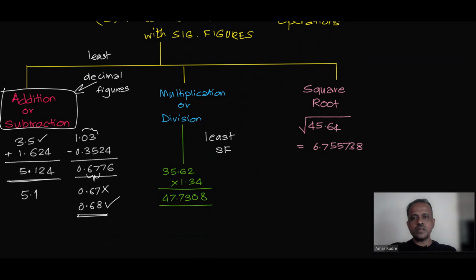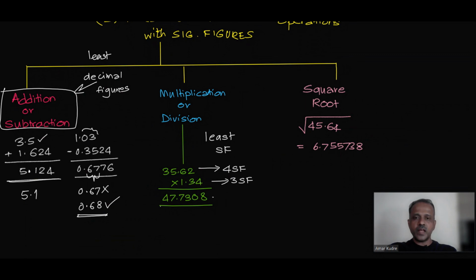So here in this case, if it is 35.62 multiplied by 1.34, the answer is 47.7308. Now, in the first case, that is 35.62, we have four significant figures. Now, 1.34 is having 1, 2 and 3. It is having three significant figures. First, we have to carry out the multiplication as it is. Now, this is the multiplication.